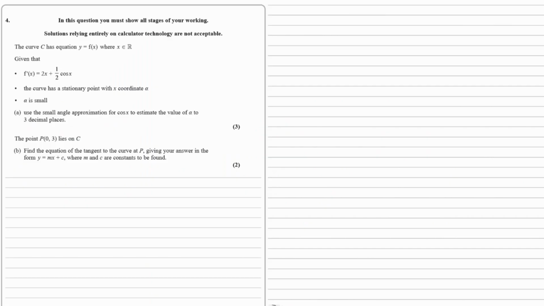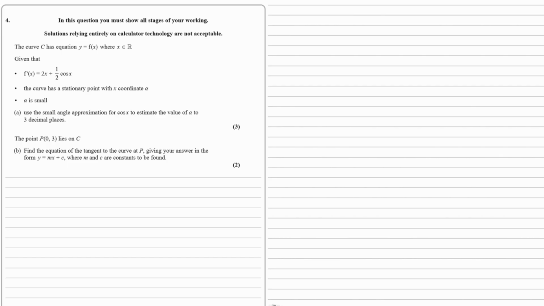Number 4. The curve C has equation y is equal to f of x, where x is a real number. Given that the differential of f of x is 2x plus a half cosine x, the curve has a stationary point with x coordinate alpha, and alpha is small. Part A, use the small angle approximation for cos x to estimate the value of alpha to 3 decimal places.